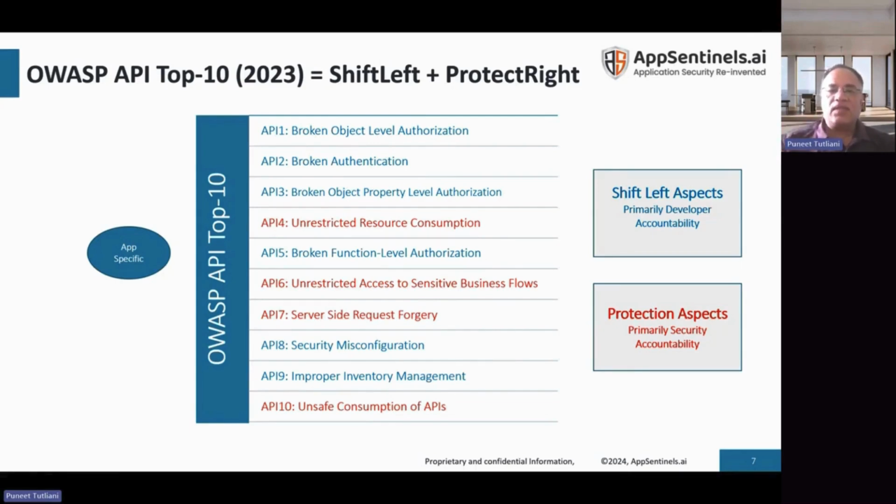Then API 6, as you can see, unrestricted access to sensitive business flows. These are again protection level aspects. SSRF protection is also something which is more towards the protection aspects. And the unsafe consumption of APIs, which again points to somebody abusing the APIs even if they don't have a vulnerability. These are all important aspects from a security practitioner perspective, and I would say that here the primary responsibility is on the security practitioners to ensure that these APIs are protected at runtime when they are deployed in production.